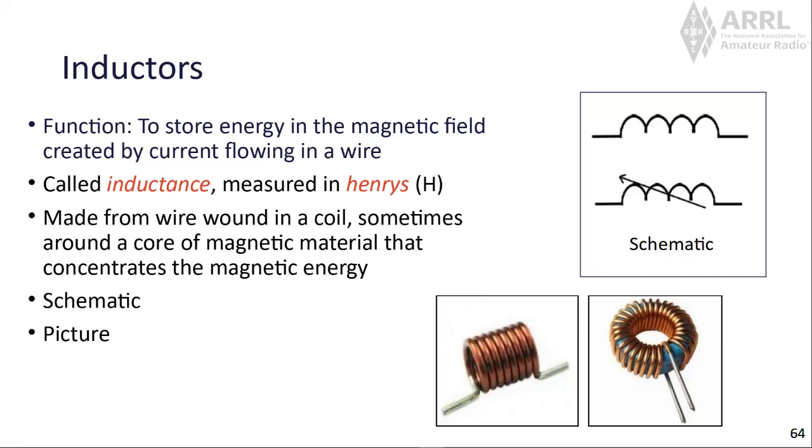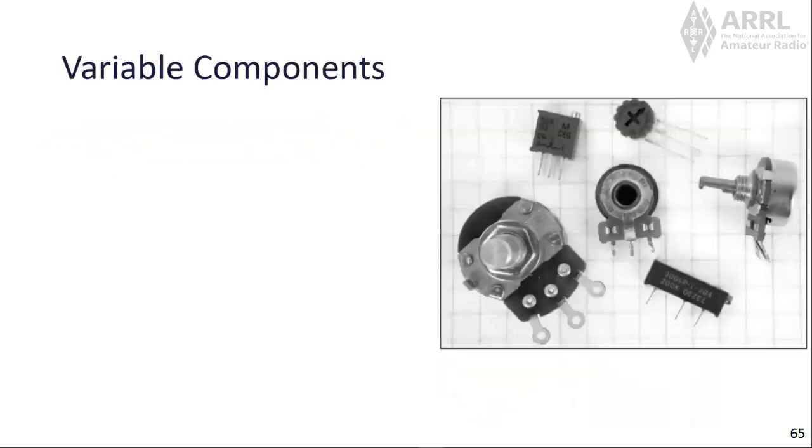That donut device is made out of some form of magnetic material. It can be ferrite. That's one of the more common ones. It can be powdered iron. There's variations. They do that because it increases the efficiency of the inductor. It gives you a larger value of inductance for a given amount of wire. Okay, next.